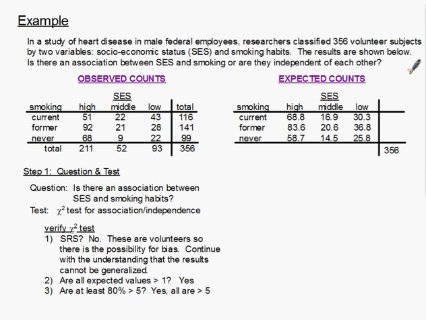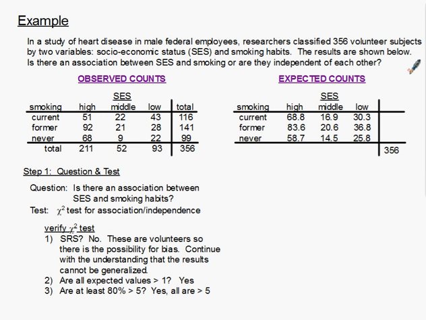Simple random sample? No, it's not, actually. These are volunteers, so there is the possibility for bias. We can continue, but only with the understanding that the results can't be generalized. Because these are volunteers, they might have something in common with each other. There might be a lurking or confounding variable, which is going to skew our data.